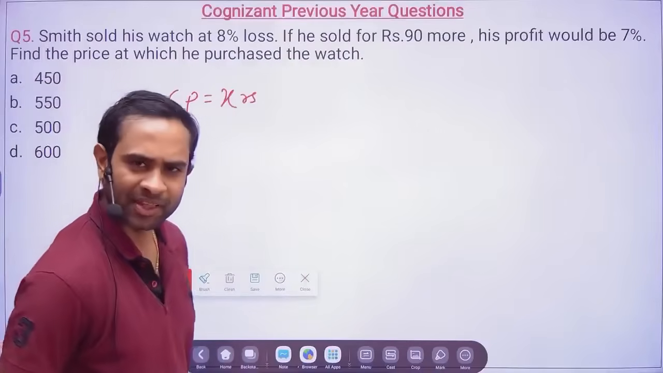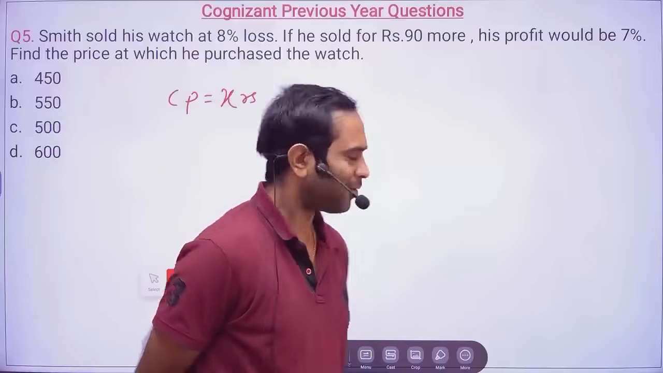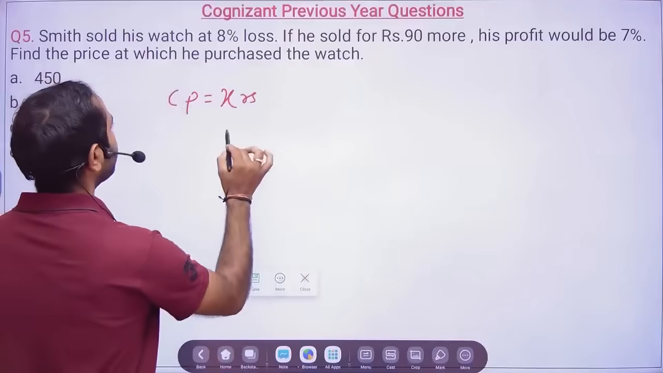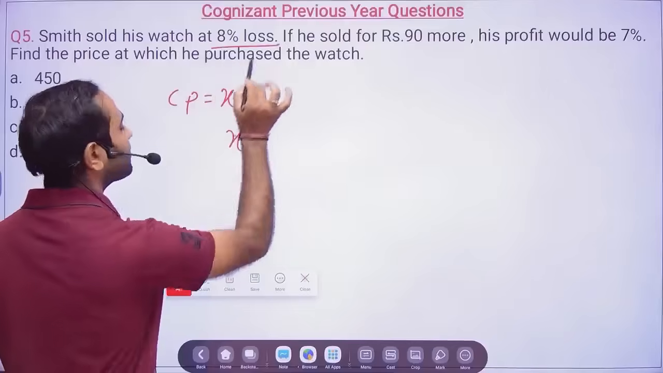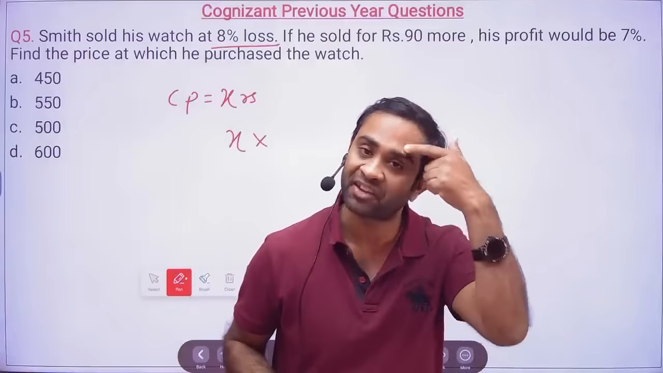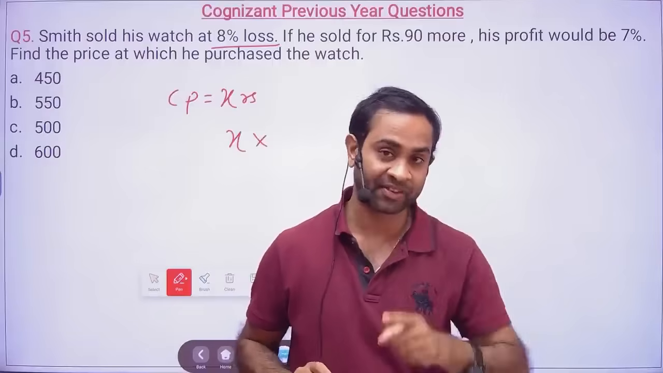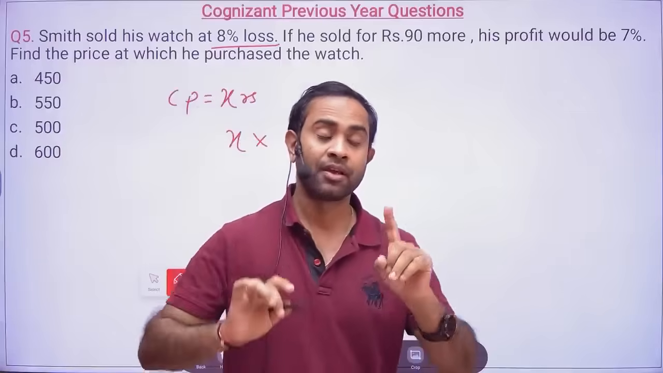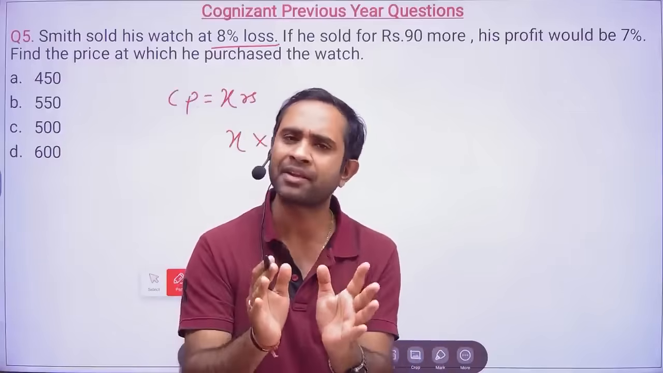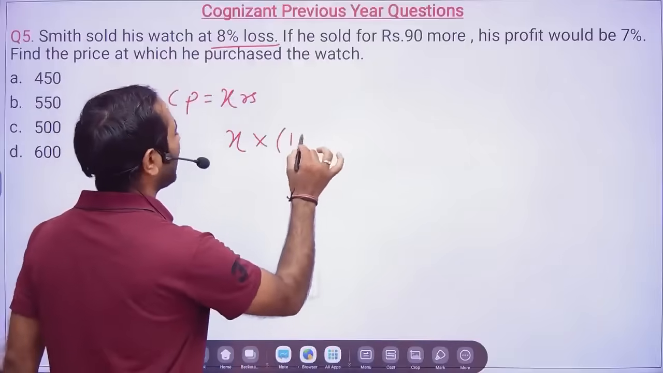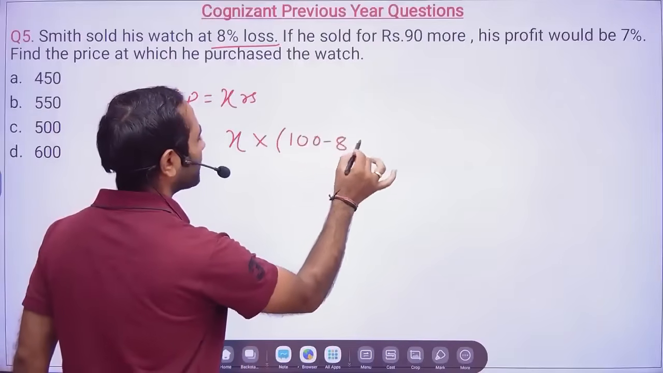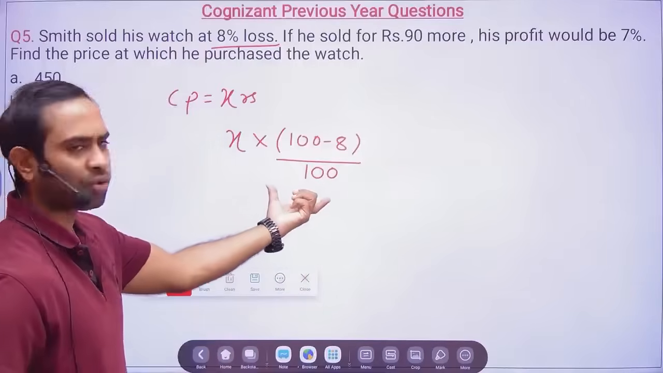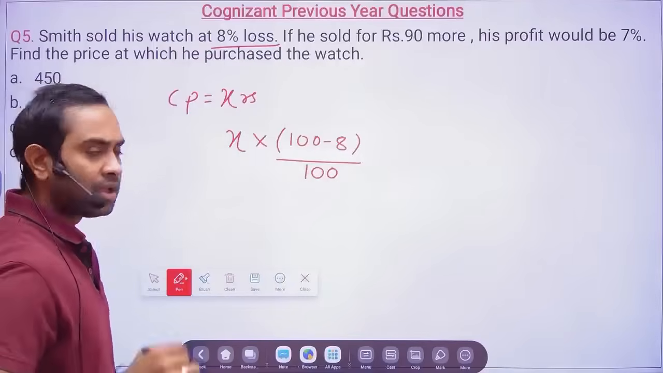Clear? No? A Smith is not Indian. Okay. So Smith bought his watch for X rupees, then he sold it at 8% loss. One thing you please keep in mind: if there is any loss, any reduction, subtract it from 100 and divide by 100. Don't use your mind at all, yaar. Just keep that in mind. So basically Smith sold at this much loss.